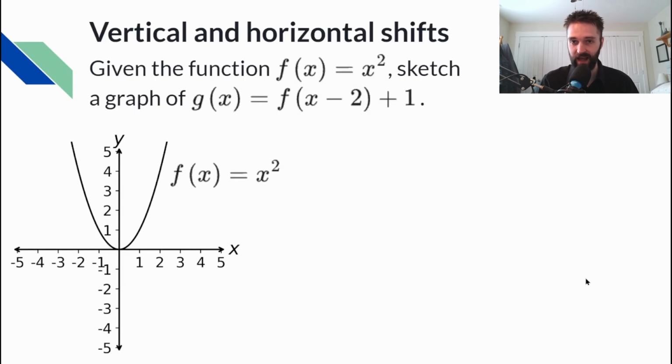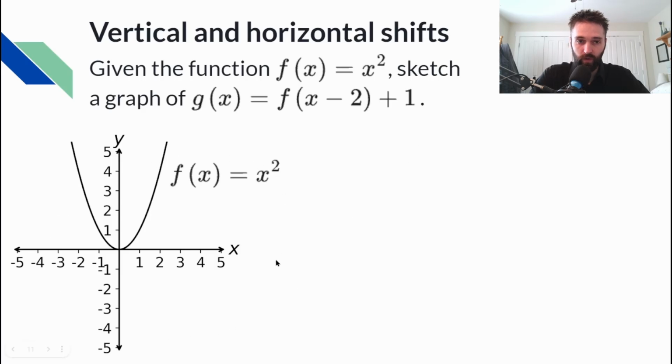All right. Now let's look at what happens when we combine vertical and horizontal shifts together, when both are happening at the same time. Given the function f of x equals x squared, sketch a graph of g of x equals f of x minus 2 plus 1.